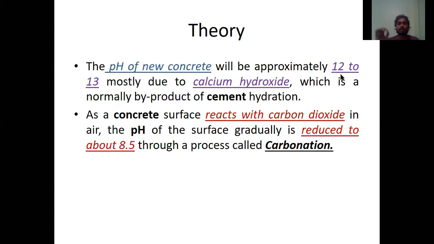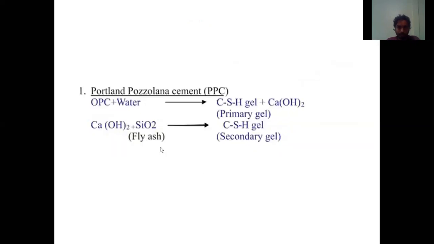Why? Because our concrete has reinforcement, and the reinforcement is nothing but steel. You know that when steel reacts with any acid, it causes corrosion. We don't require corrosion of the reinforcement, because corrosion is a disease to steel. That's why we require the pH of the concrete to be as high as possible. So this process is called carbonation.